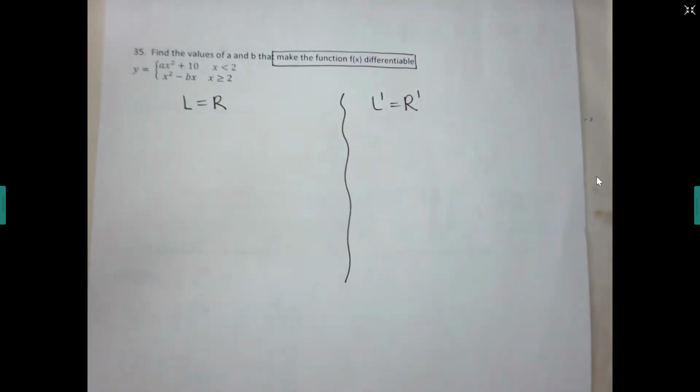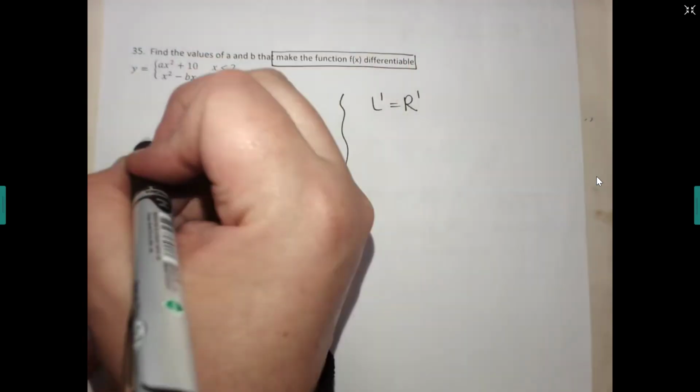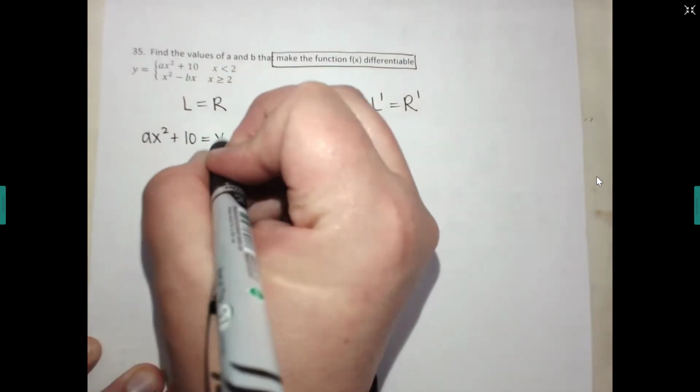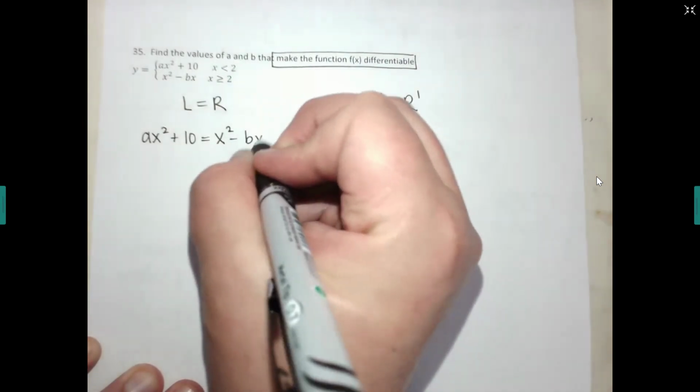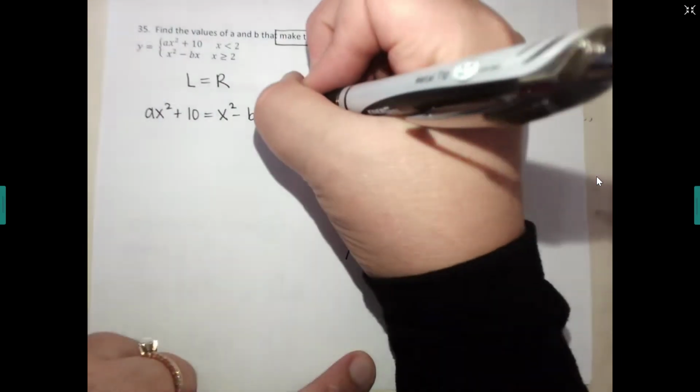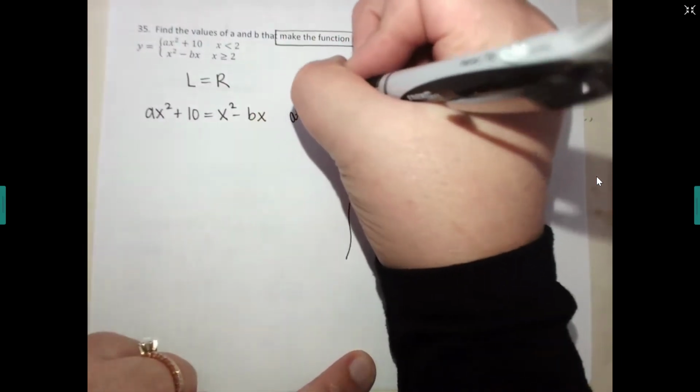Okay, let's do the originals first. So I have ax squared plus 10 equal to x squared minus bx. What is my x value, or my breakpoint, that I'm plugging in? At x equals 2.